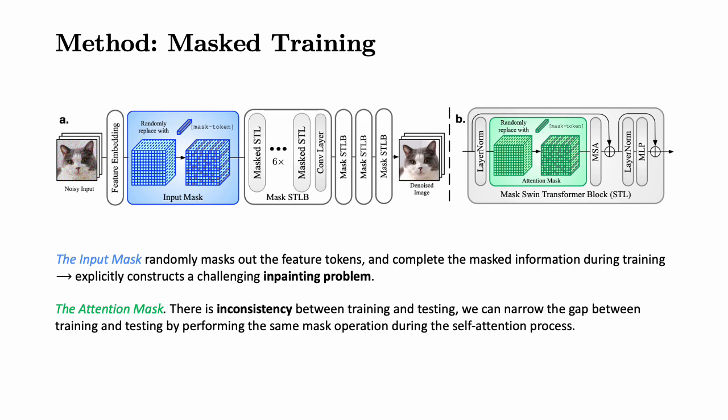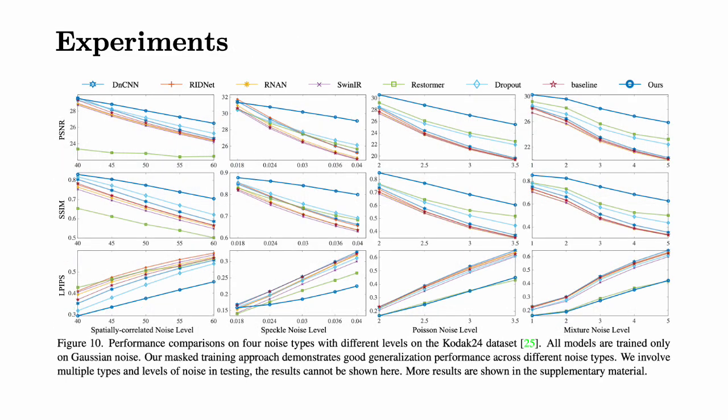Here are the performance comparisons on 4 different out-of-distribution noise types with different levels. All models are trained only on Gaussian noise. Our masked training approach demonstrates good generalization performance across different noise types. We involve multiple types and levels of noise in testing. The results cannot all be shown here. More results are shown in the supplementary material.